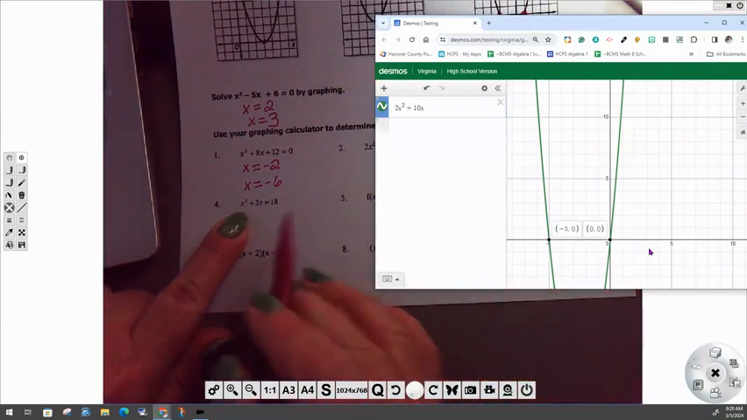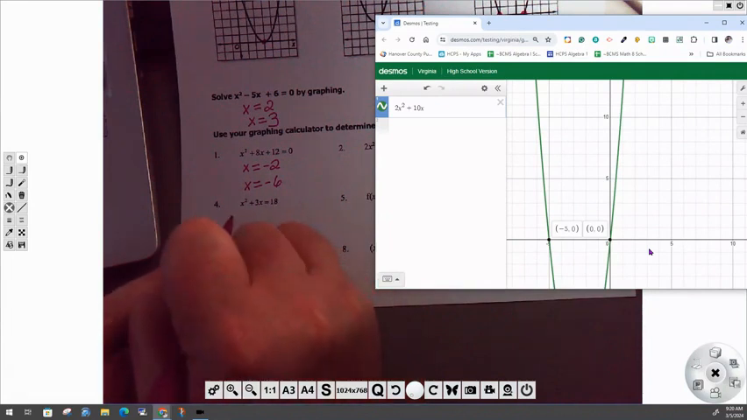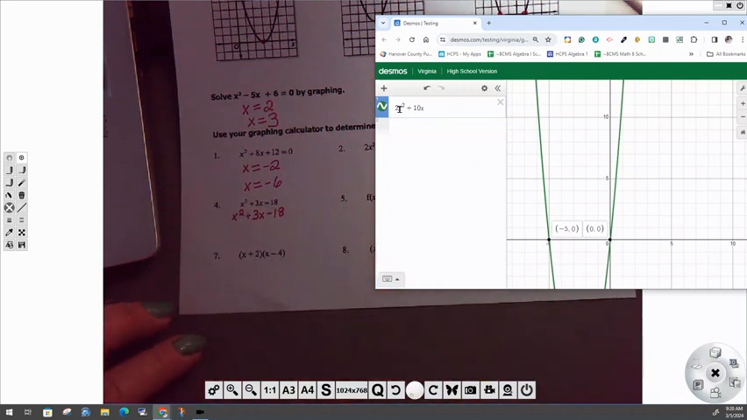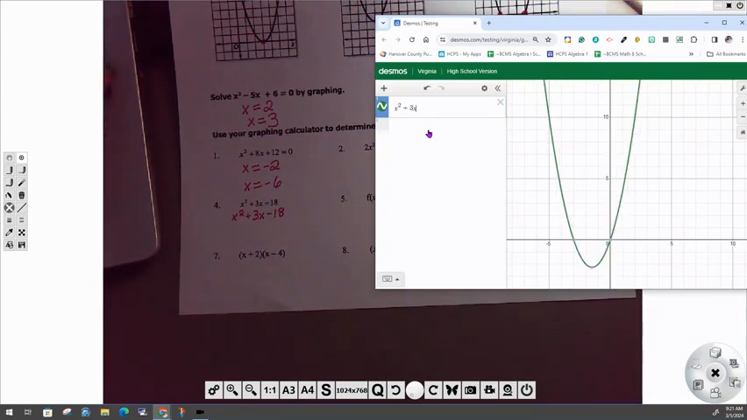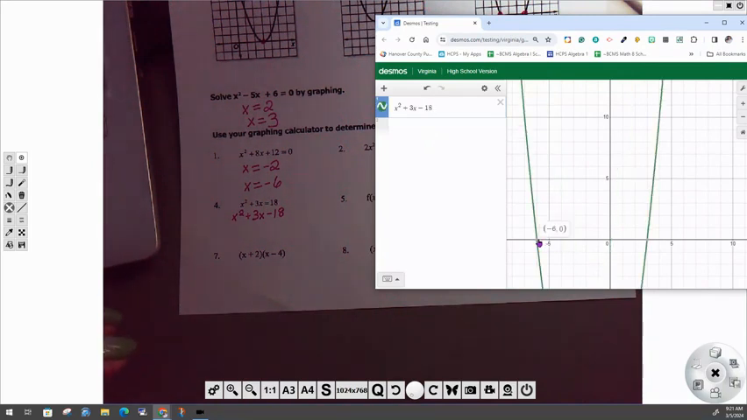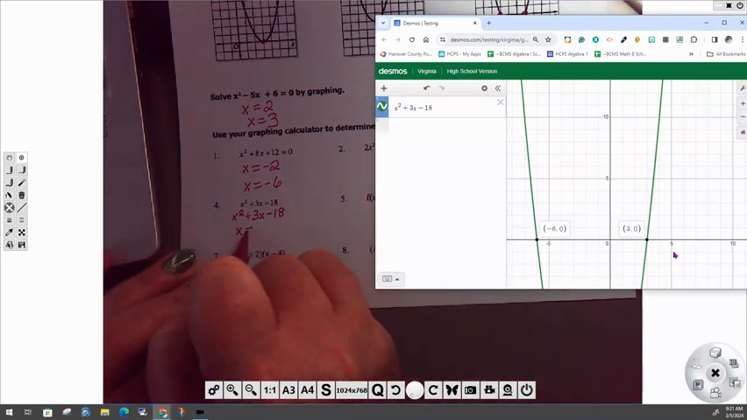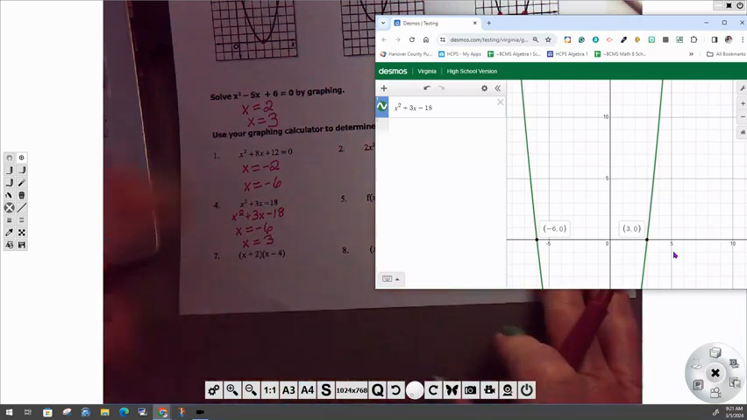All right. Let's go to number 4. Notice on this one, I need to rewrite it. So it's got to be x squared plus 3x minus 18. So let's go in our Desmos, x squared plus 3x minus 18. So we have our x equals -6 and x equals 3.